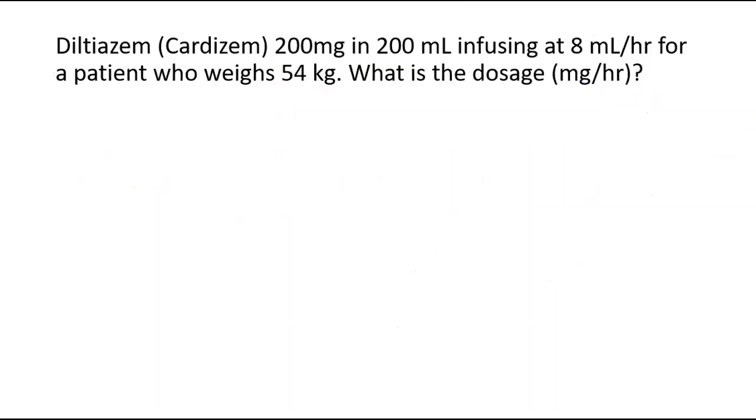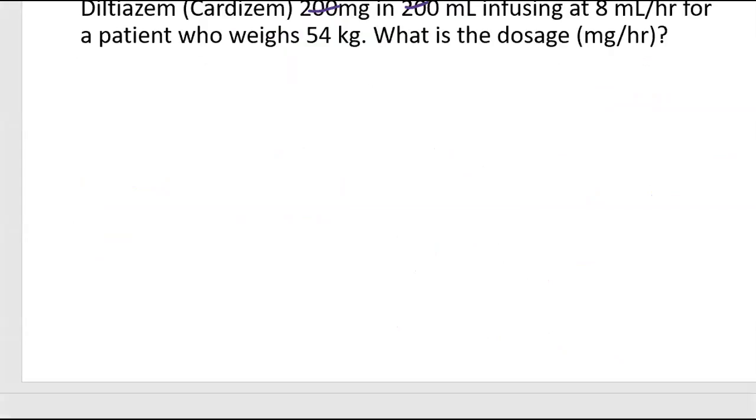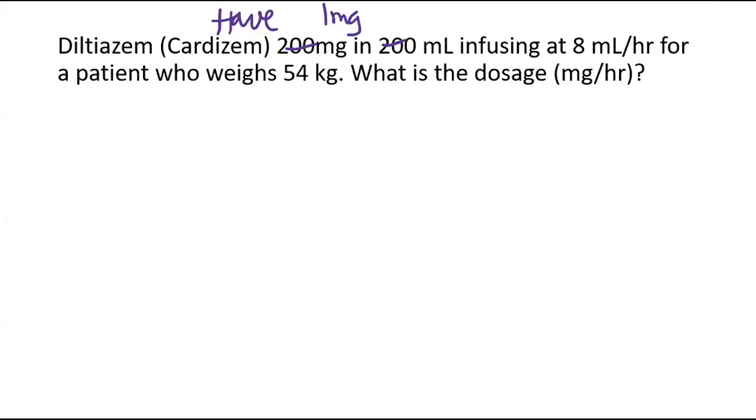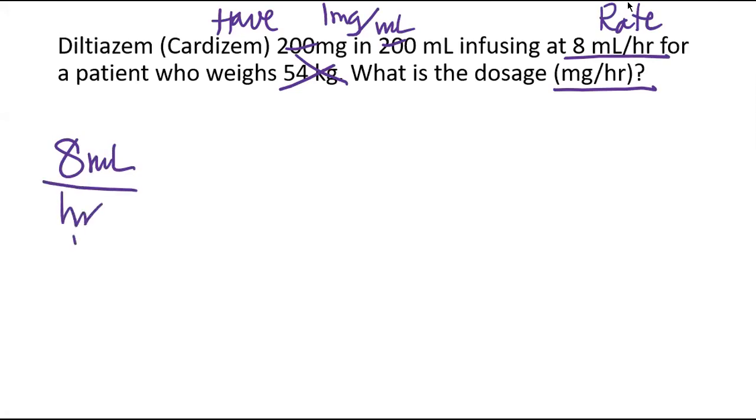So we go and do another one like this. Okay, we have 200 over 200. You know that you can cancel these two out. This is what you have. Okay, so that would be 1 milligram per ml. All right, 1 milligram per ml. We're infusing at 8 mils per hour. We want milligrams per hour, so we don't care how much the patient weighs. So we start here with the rate. Okay, this is the rate, the flow rate. We're going to go 8 milliliters per hour. And so we have the time, and that's check, that's good.